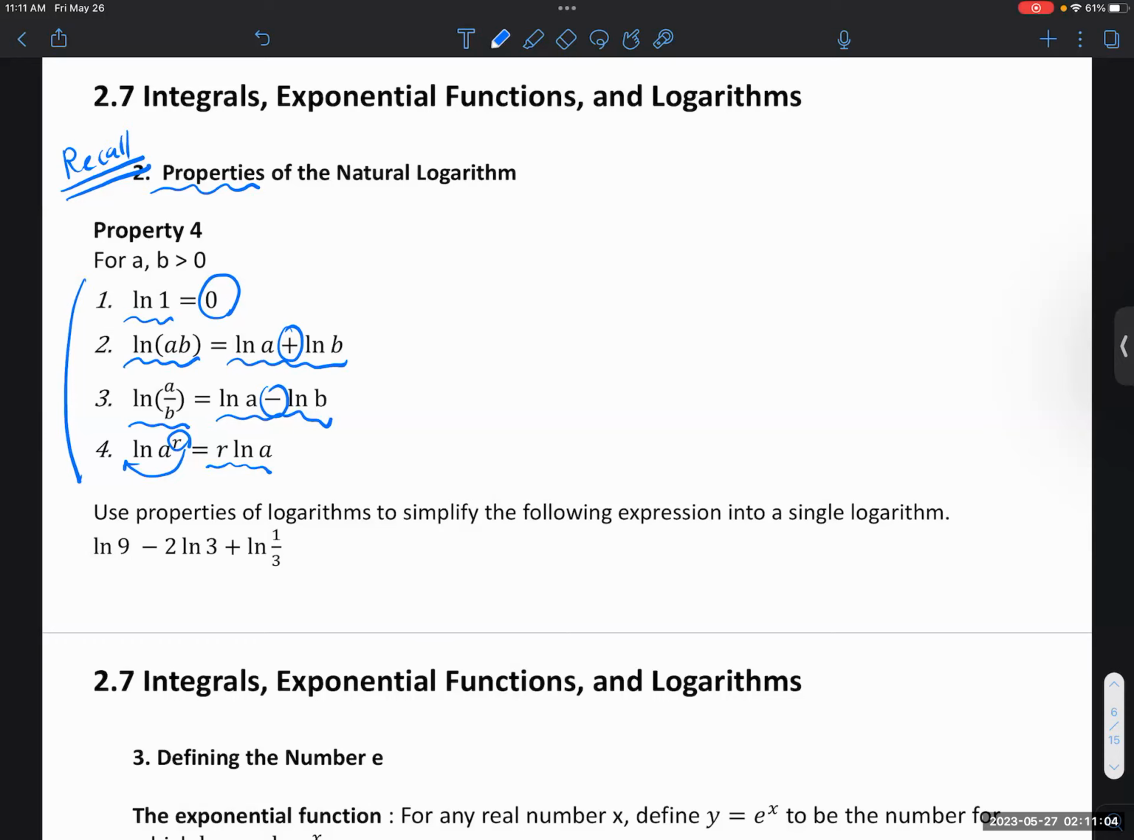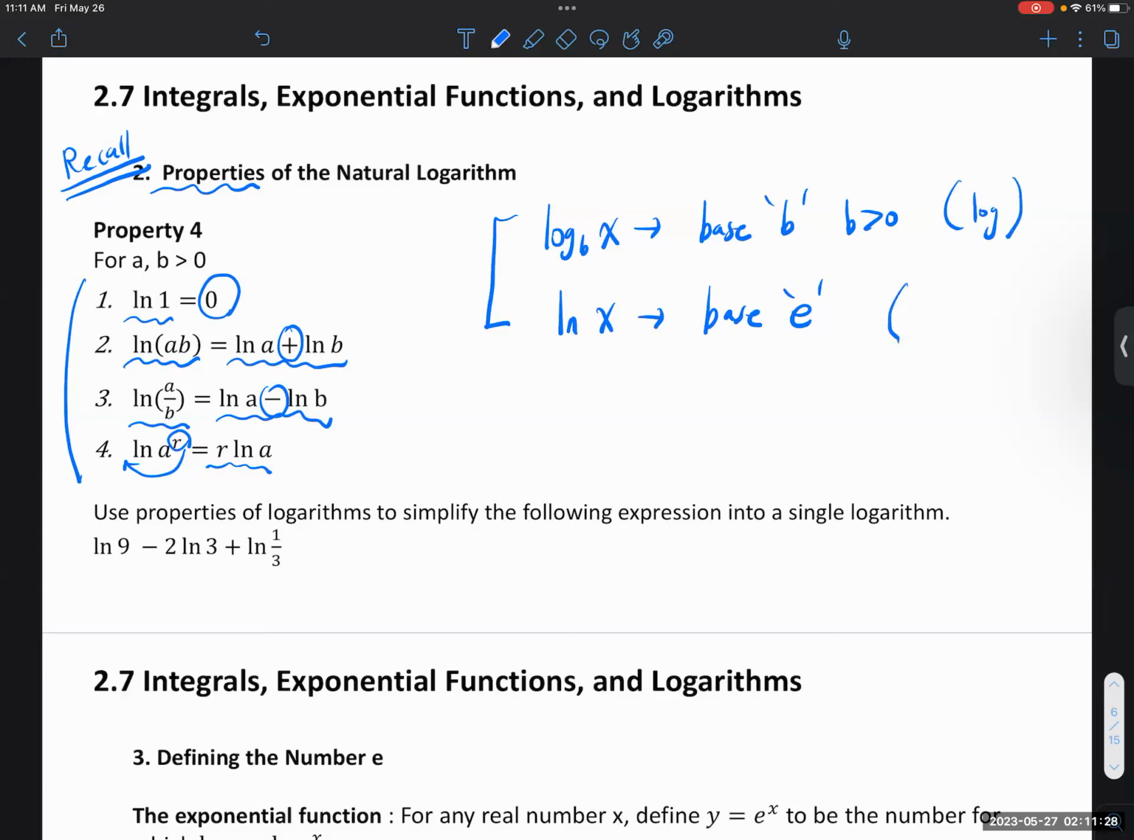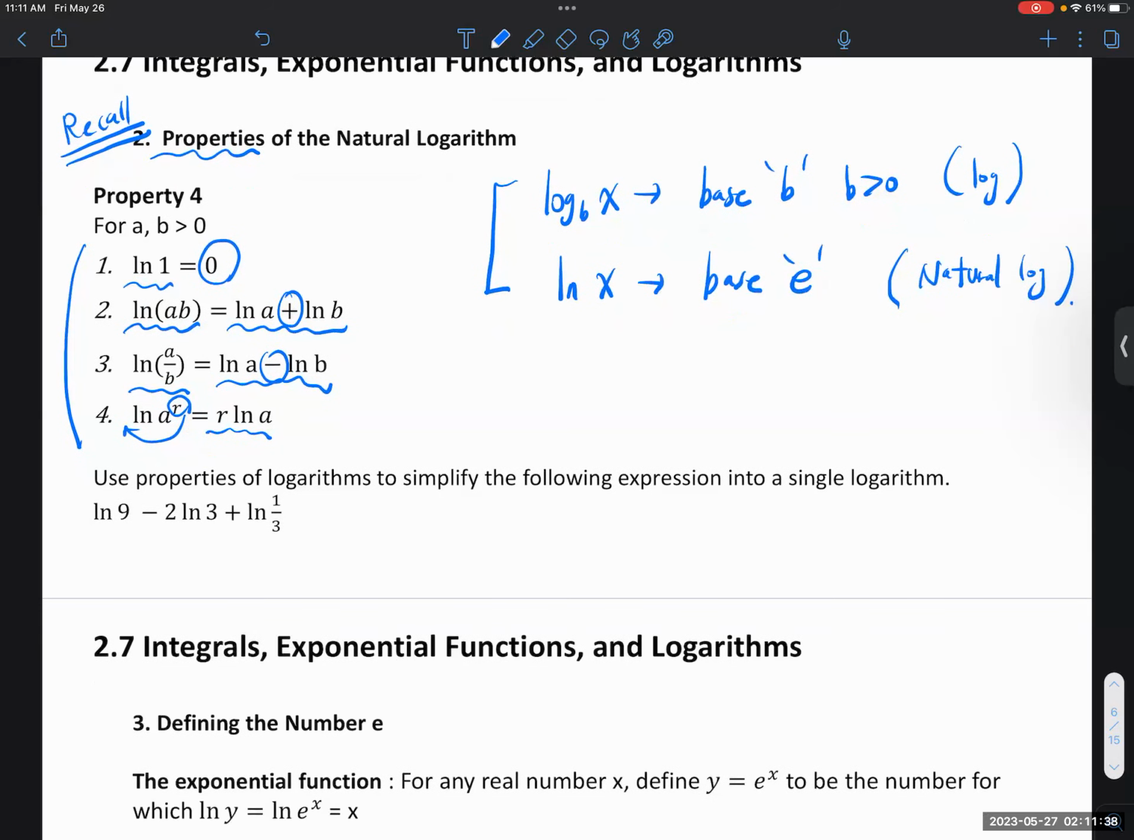So I just want to tell you one more thing. Log base b, it means the base b is a number greater than 0. If you have ln x, that means the base is an invisible e. There's an invisible e. So that's the difference. We call log base b the log function. If the base is e, we call this the natural log function, just a different name, if you remember. Okay, so based on this recall, just a quick check.